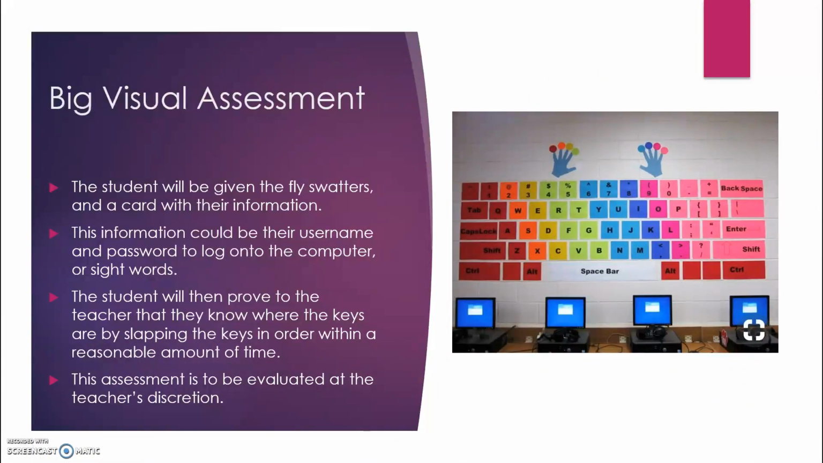Now, to assess the students using this big visual, the student will be given the fly swatters and a card with their information. This information could be their username and password to log onto the computer or sight words. The student will then prove to the teacher that they know where the keys are by slapping the keys in order within a reasonable amount of time. This assessment is to be evaluated at the teacher's discretion.